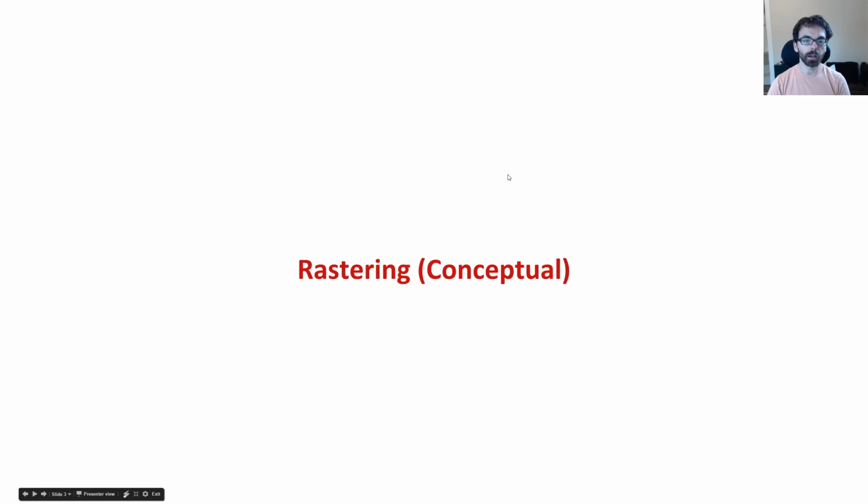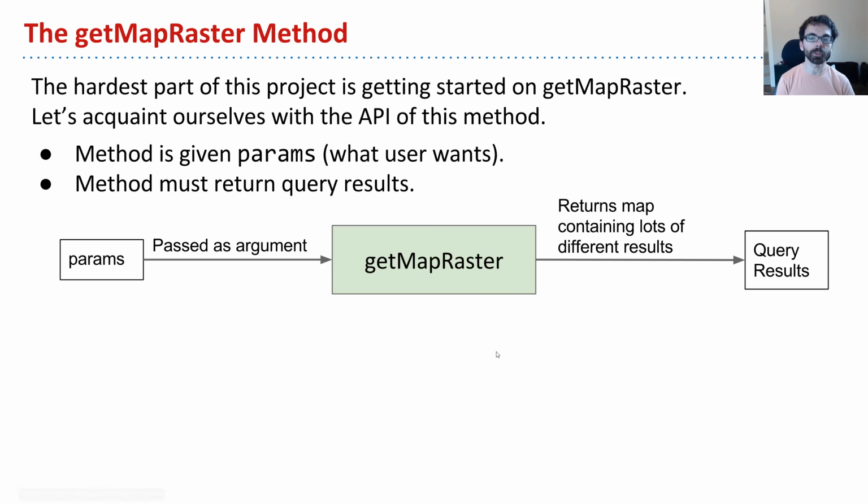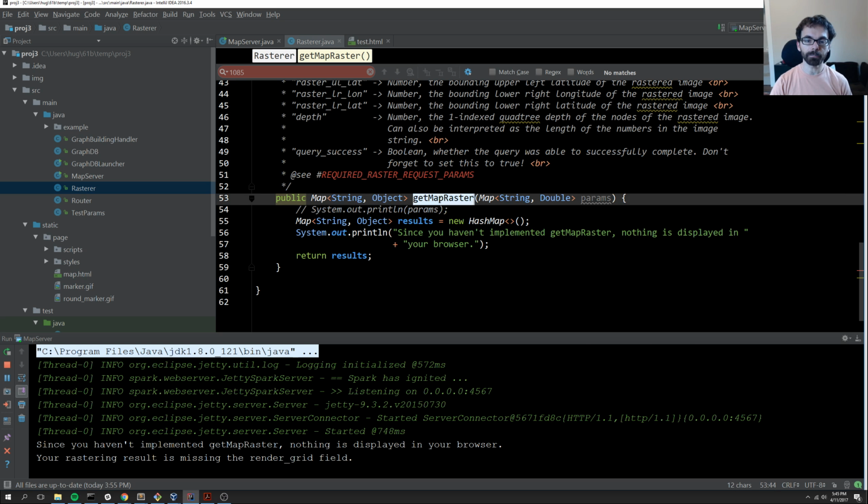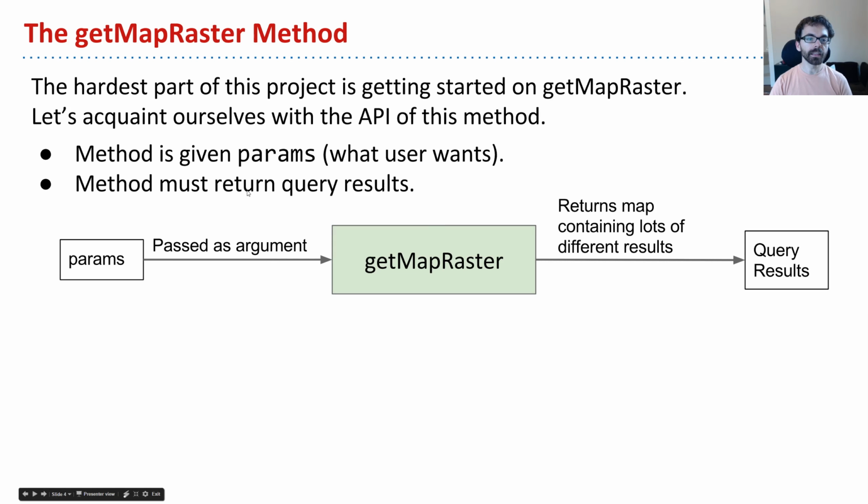Okay. So I'll start by talking about rastering from a conceptual point of view so that you know what the goal of the problem is. So the first method that you're going to write is GetMapRaster. And at first it doesn't do anything and you're going to fill that in. And so let's see what it does.